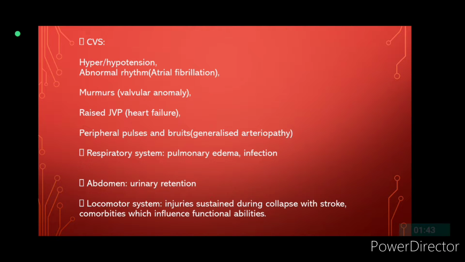Respiratory system: pulmonary edema, infection. Abdomen: urinary retention. Locomotor system: injuries sustained during collapse with stroke, comorbidities which influence functional abilities.